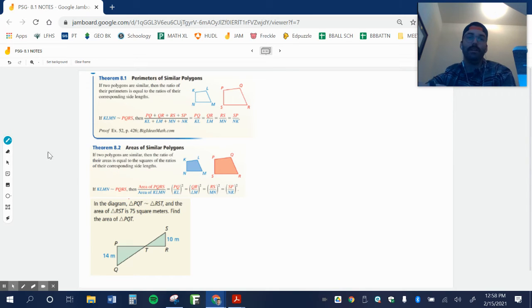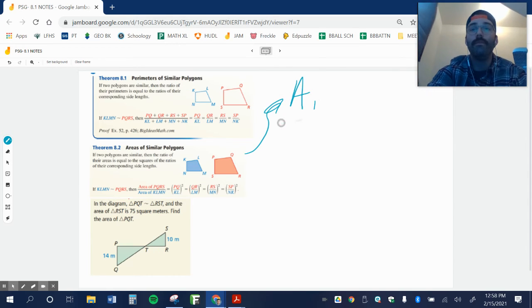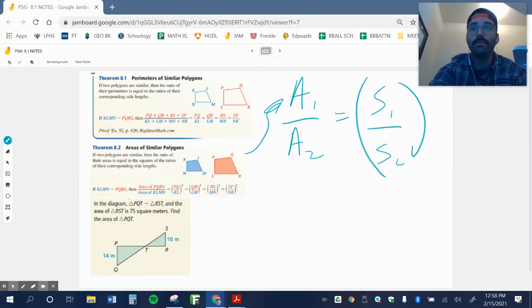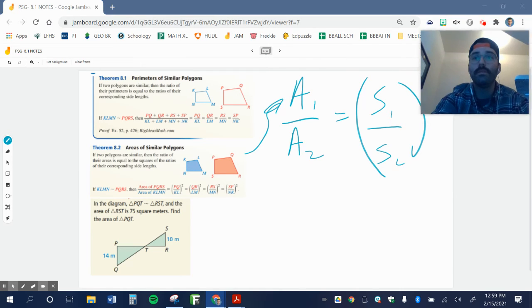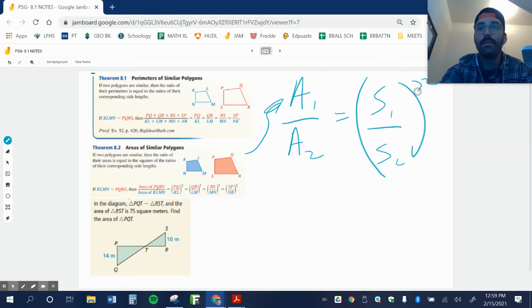Let's discuss area. The ratio of the area is a little bit different. So if I have two polygons, the ratio of those two polygons' areas is equal to the ratio of their sides, but squared. The sides will be squared. Okay.